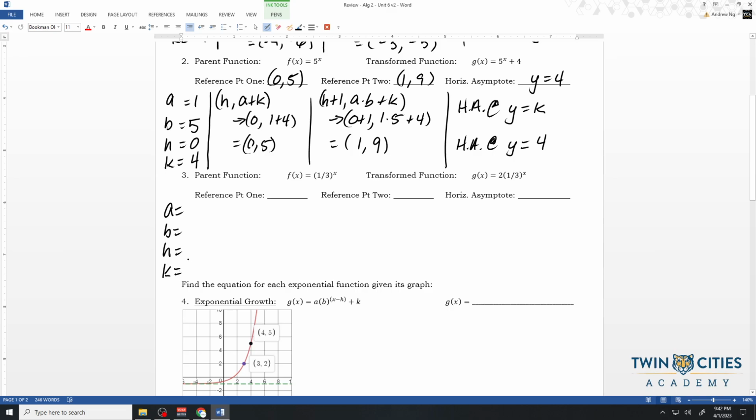Let's start at the very end again. K, I'm not adding or subtracting anything here. So k is 0. H, I'm not adding or subtracting anything to x either. So h is 0. b is the base, so this is 1/3. And a is the multiplier at the front. Here I've got 2 times 1/3 to the x, so a is 2.